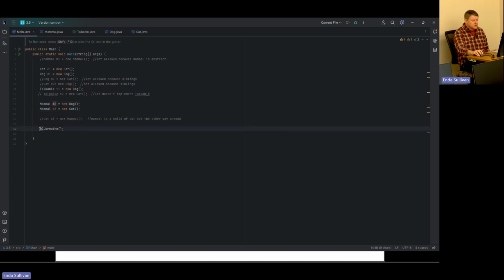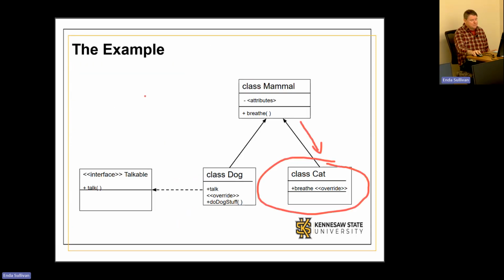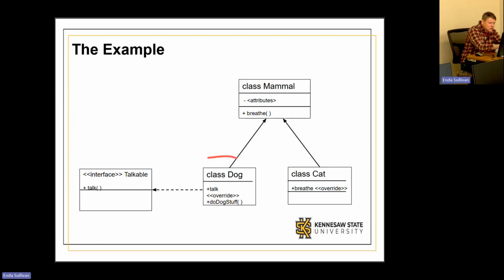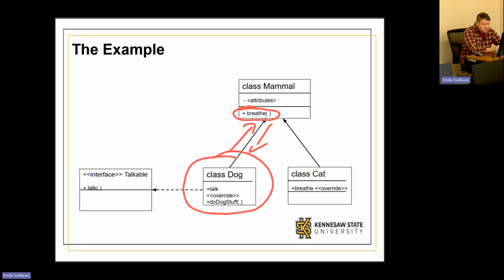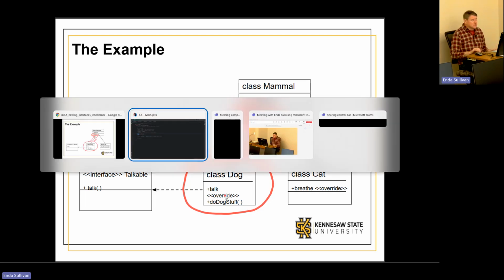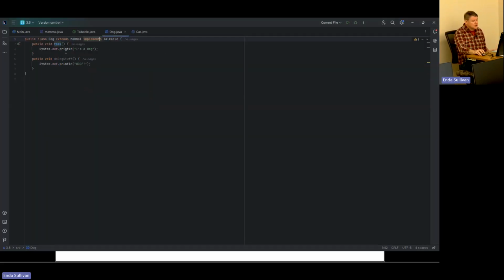Let's look at why. I'm calling breathe on a dog which is sitting on top of a mammal type. If we go back to our diagram, we can see that our dog has no reference to breathe, but it is a child of mammal which does have a breathe, and that would inherently have come down to the dog. When the dog was created, it inherited from mammal, so it got a method called breathe. It didn't redeclare breathe. There is no breathe in the dog. If I go back and look at my code for dog, there is no method breathe here. I have a talk and a do dog stuff.